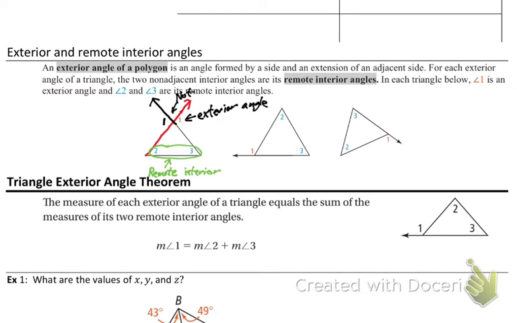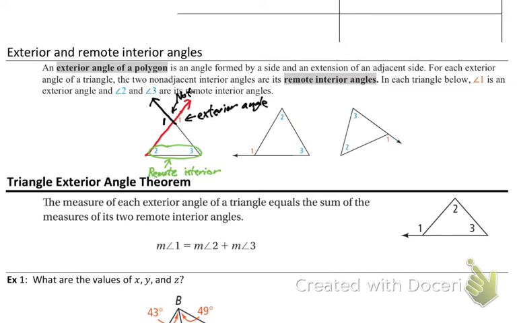If I extend this line this way, we have 1 being the exterior and 2 and 3 be my remote interior. Remote interior angles are always 2. That's important because on the test, I might just say name the remote interior angles. You have to know you have to name 2 things. So remote interior angles always come in pairs.